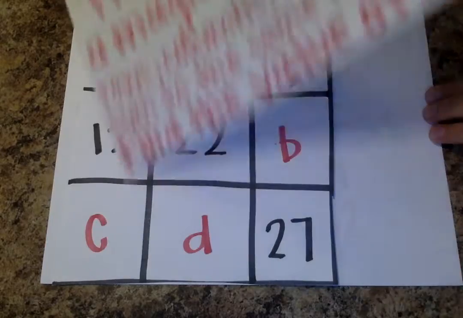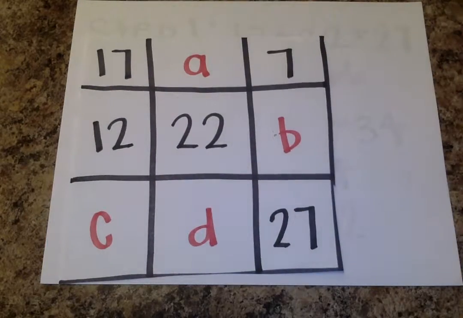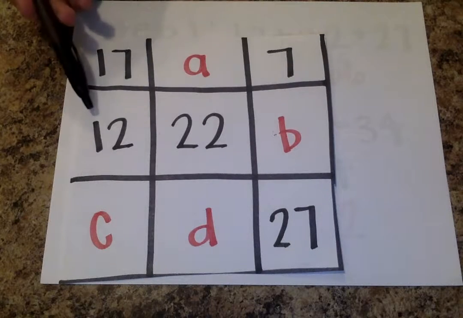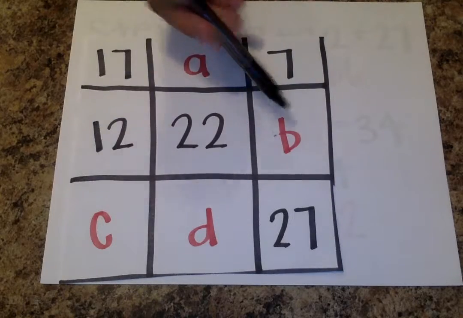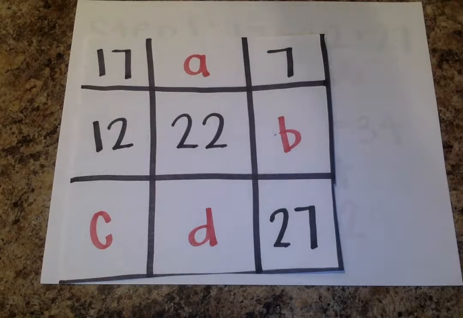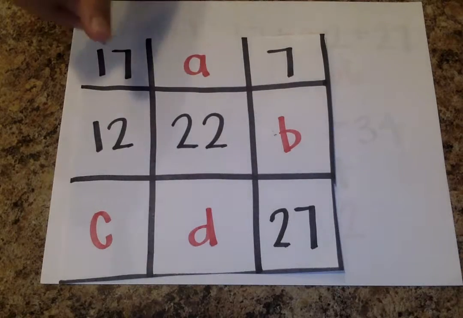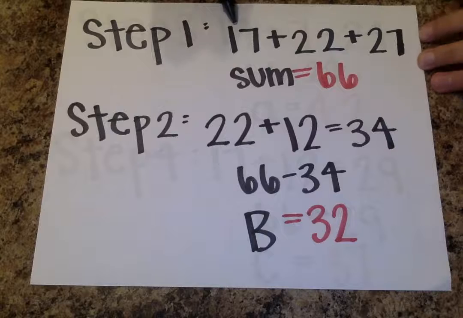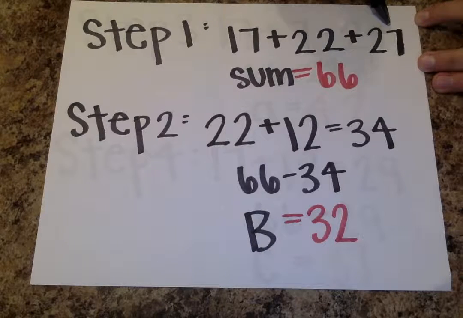So you're going to start out with writing your square. So we have 17, A, 7, 12, 22, B, C, D, and 27. By starting, you're going to find a sum, and the only one that you can figure out would be this diagonal because it has all the numbers in it. So for step 1, you're going to add 17 plus 22 plus 27, and the sum is going to be 66.